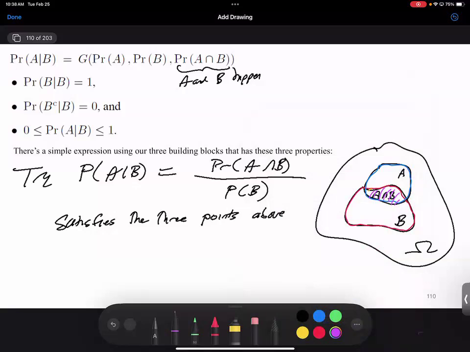And the way to view a formula like this is to say, initially we live in the space omega, and we assign probability 1 to the entire space omega. Now we restrict things down to B. And so we rescale the probability up so that the probability of B really gets bumped up to being 1, because B now happens.